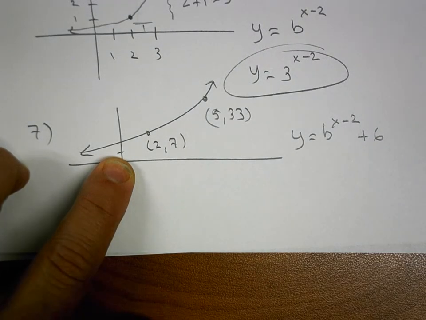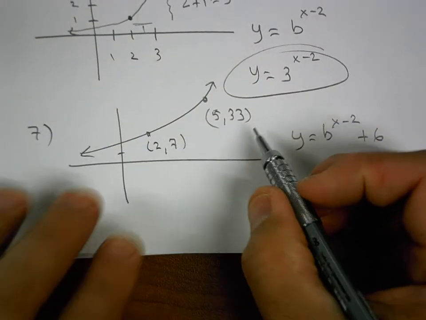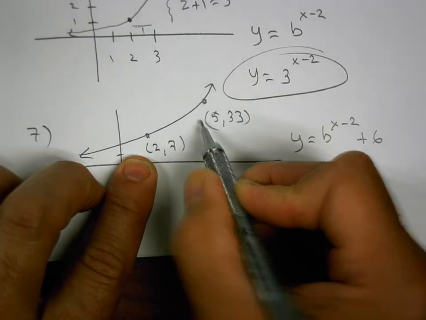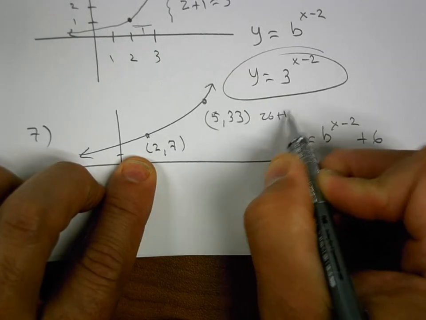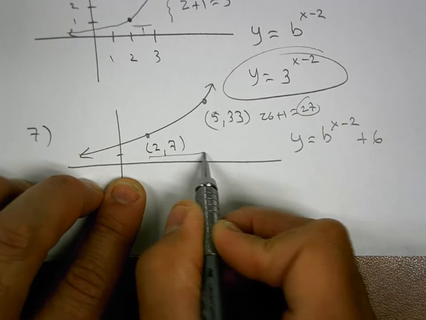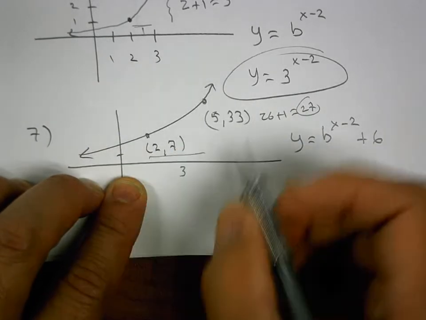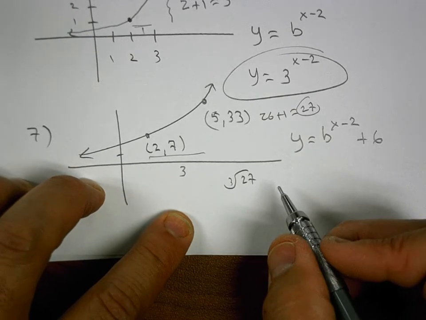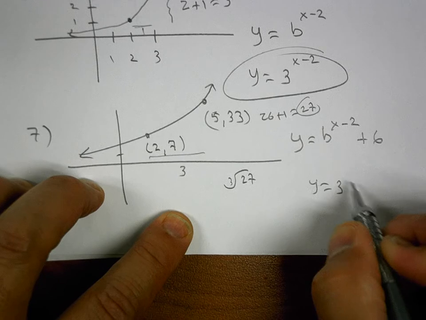30 seconds. And I have to hand out the worksheet. Sorry. This space is 26. 26 plus 1 is 27. This space is 3, so I take the cube root. Cube root of 27 is 3. So it's y equals 3 to the x minus 2, plus 6.